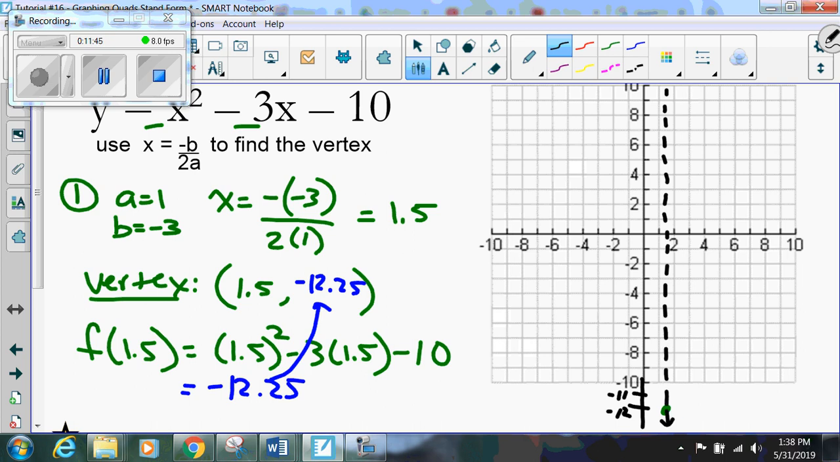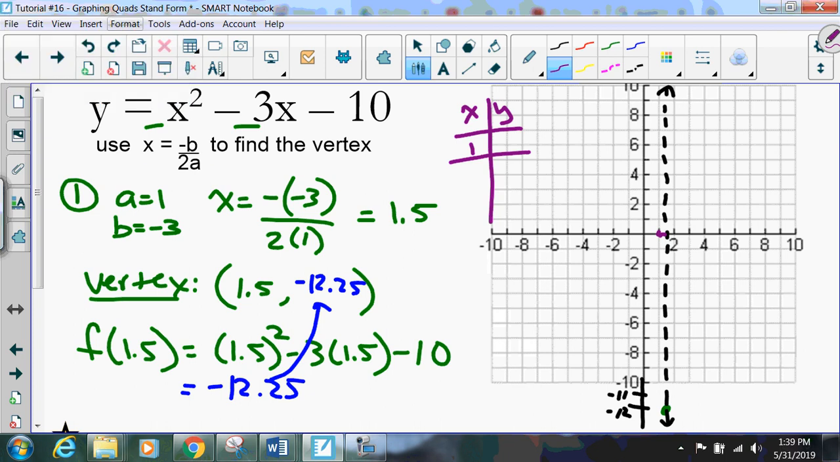There we go. All right, and now when we move to the table, we're going to get rid of all this mess because we're going to pick good points, right? So the closest that I'm going to look at is going to the left a half, and I end up with x being 1. So I'm going to find f of 1.